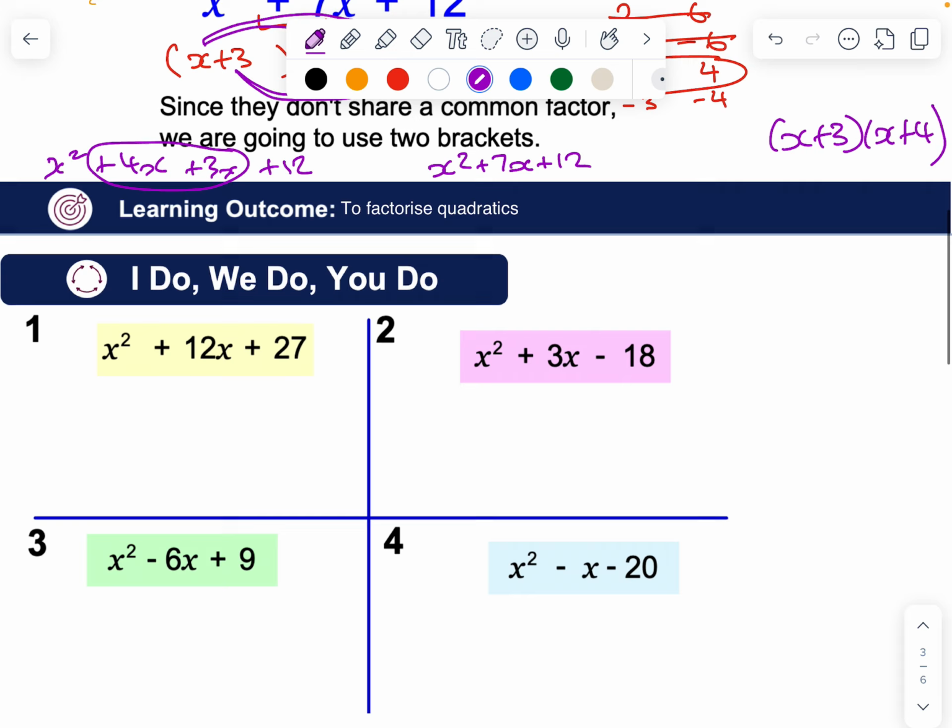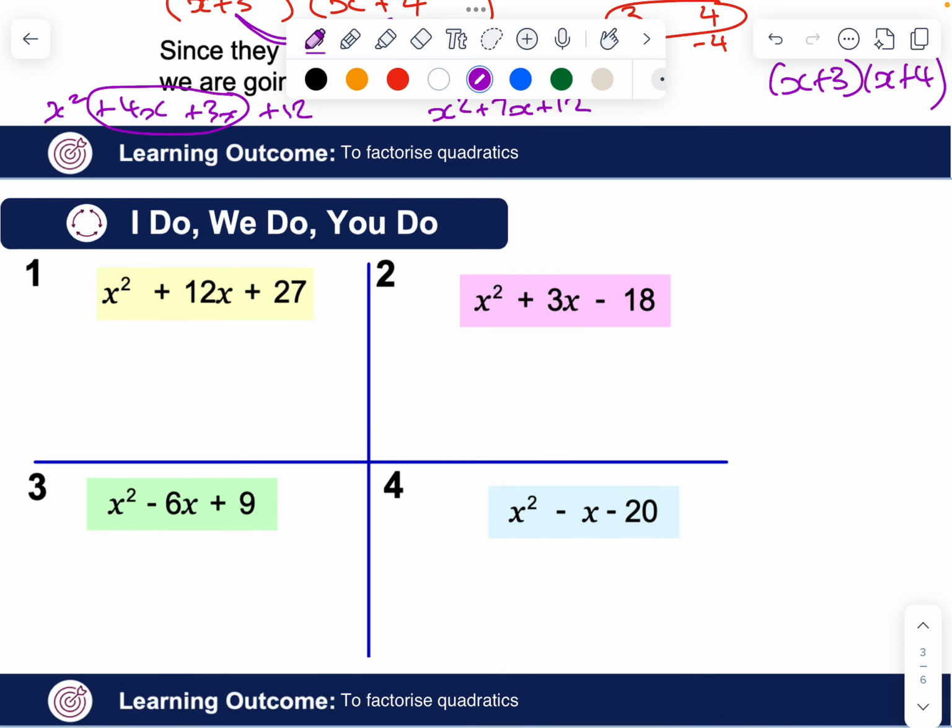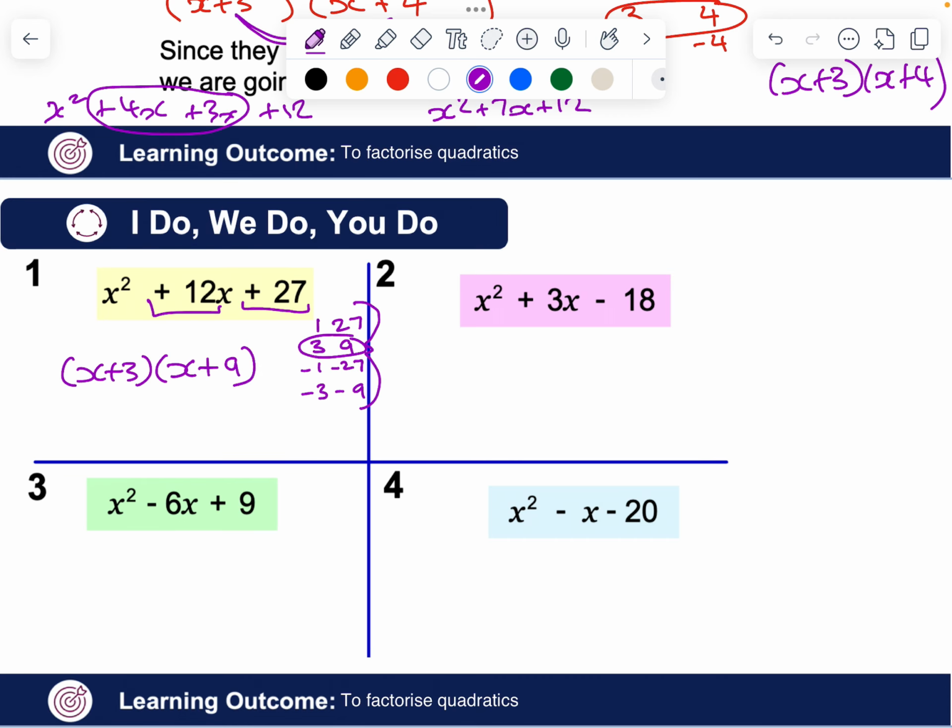Right, then we moved on to these questions for the assess prep task. So numbers that multiply to get you 27. You've got 1, 27, 3, 9, negative 1, negative 27, negative 3, negative 9. You don't always have to write your multiples out. You can do some of them in your head. So which one is going to get me the 12? It's going to be the 3. So plus 3 and plus 9.